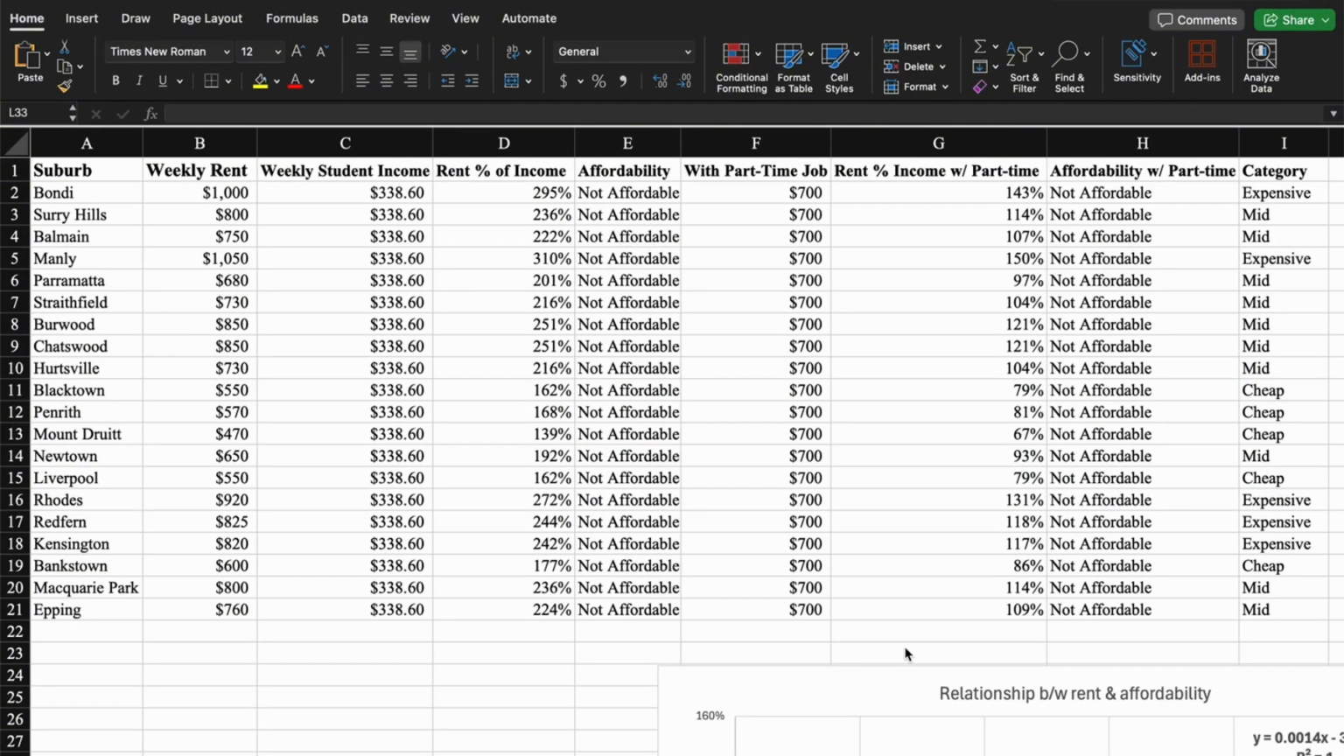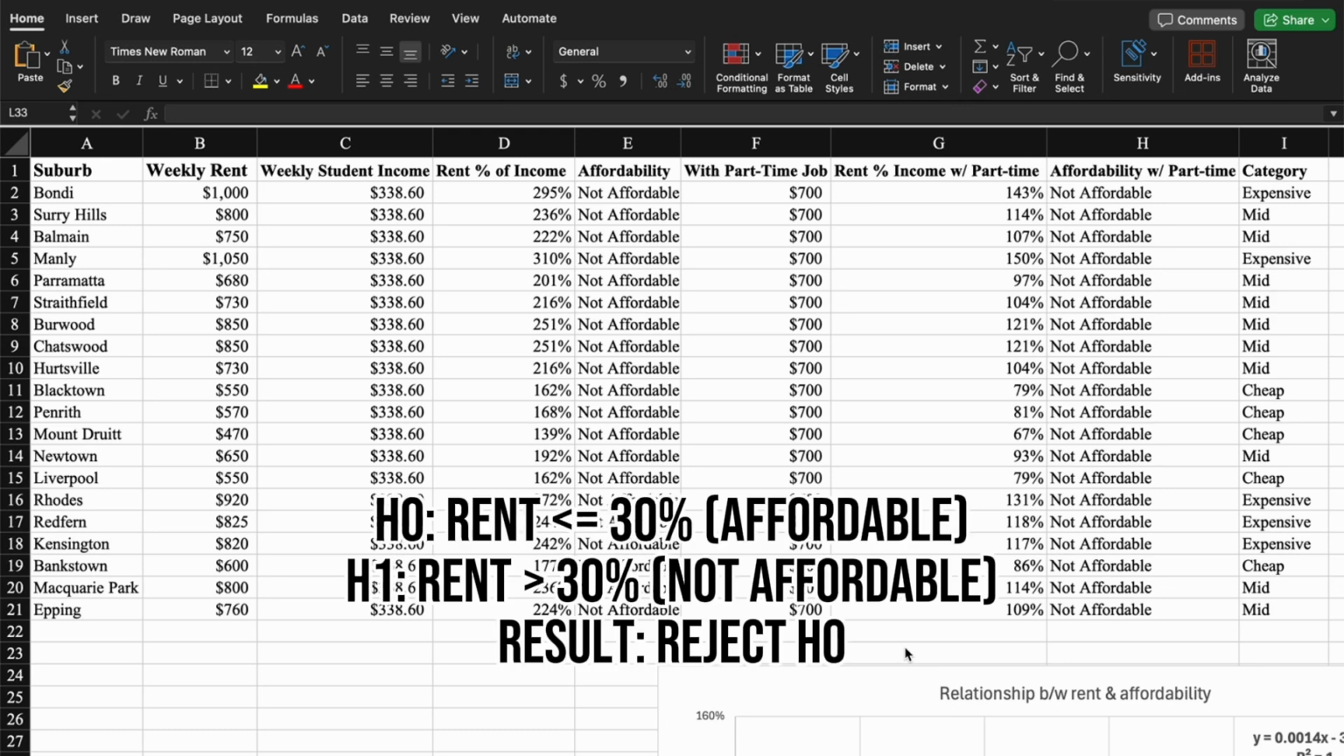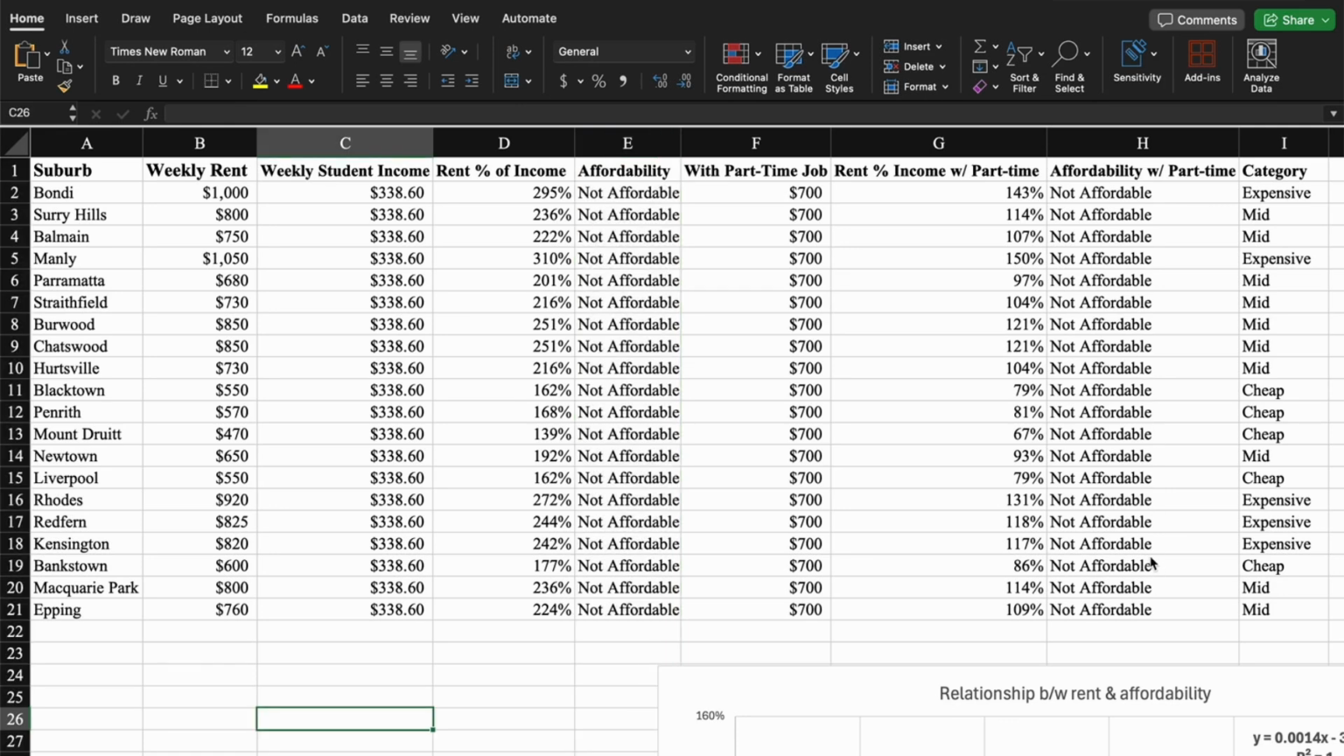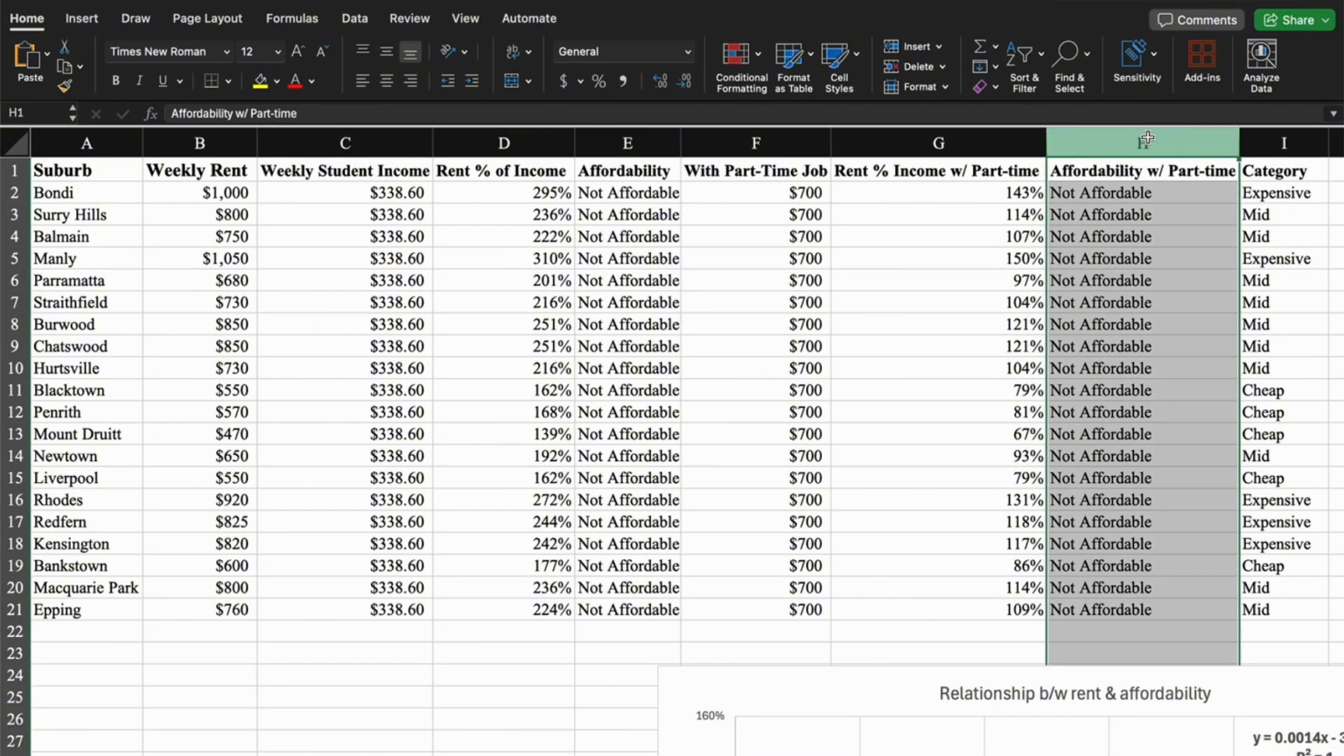Now, if we frame this as a hypothesis test, our original idea was that the lower rent equals an affordable life. So the null hypothesis is that the rent is affordable, meaning 30% or less of income. When I applied the if function across all 20 suburbs on youth allowance alone, 0 out of 20 were classified as affordable. Even with part time income, the result is still not affordable across almost all suburbs. The data consistently and repeatedly fails to support the null hypothesis. So we reject the idea that the Sydney rent is affordable for students.